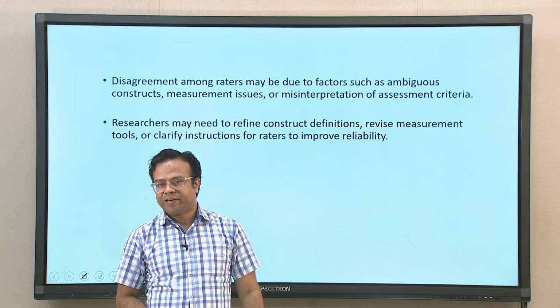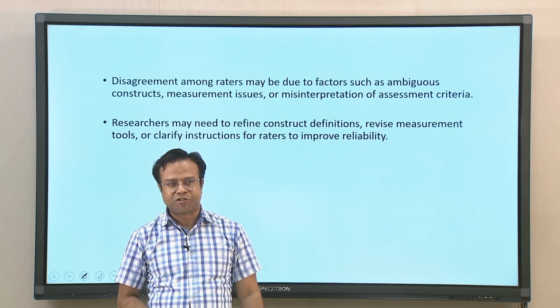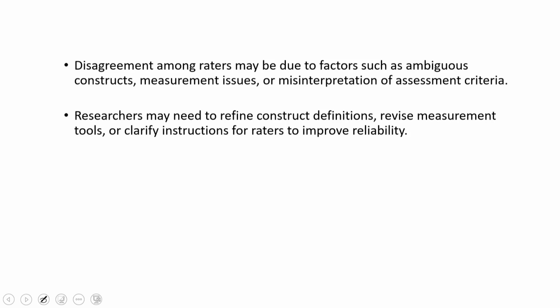So, disagreement among raters may be due to factors such as the concept being very ambiguous, not very clear, or items not making much meaning and so on. All these things can lead to disagreement, so those should be looked at.